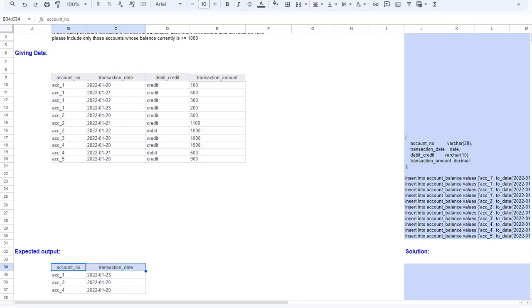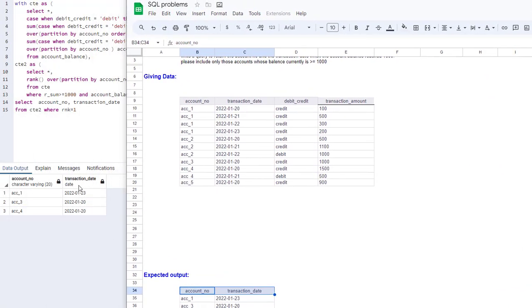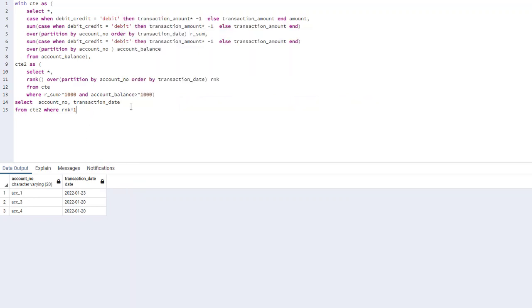Everything is done. I was thinking of renaming those columns, for example, transaction date as first reached 1K.